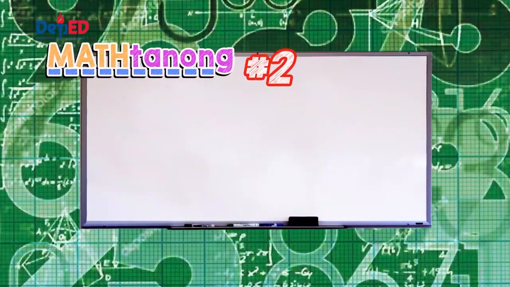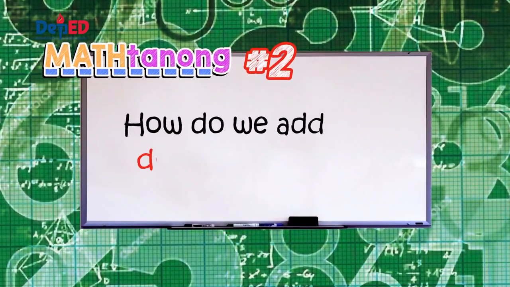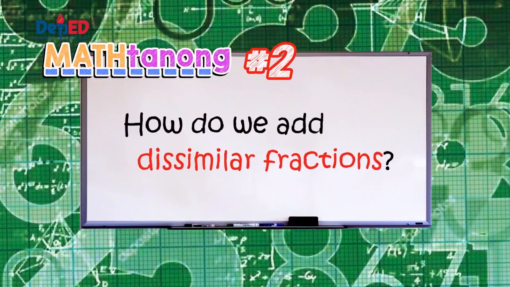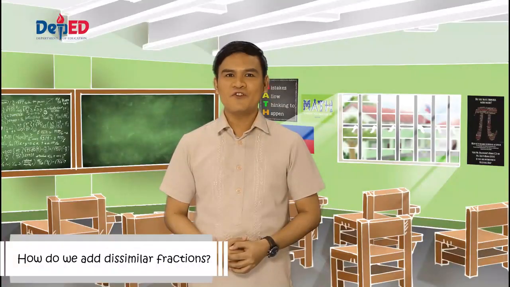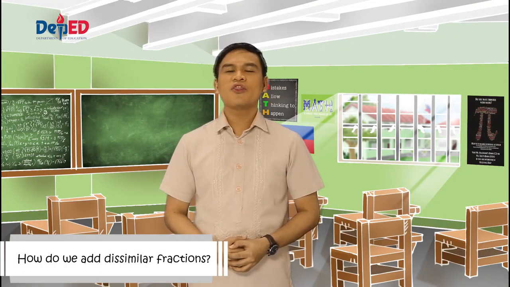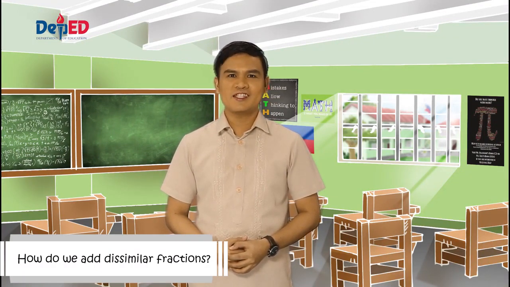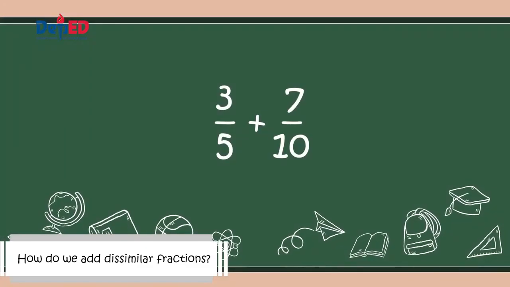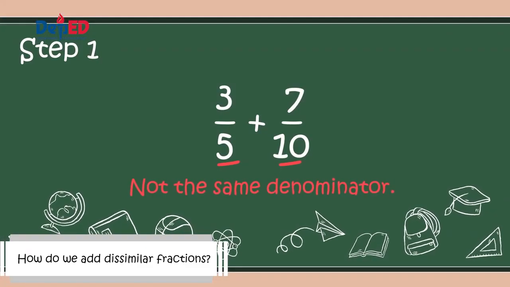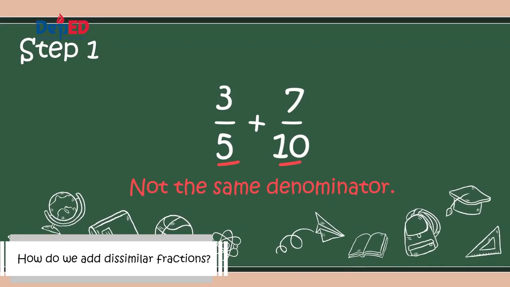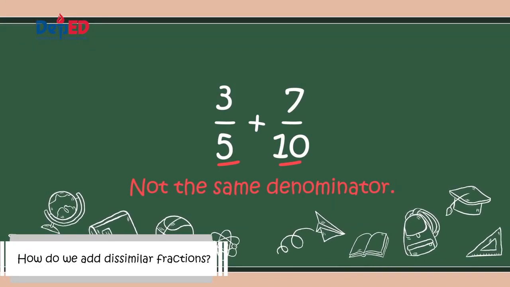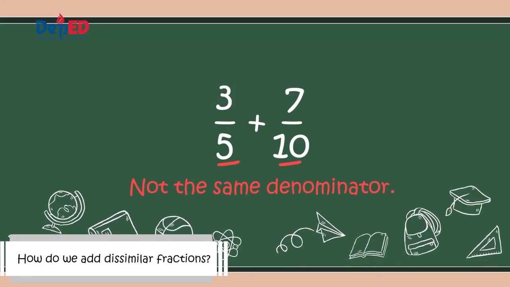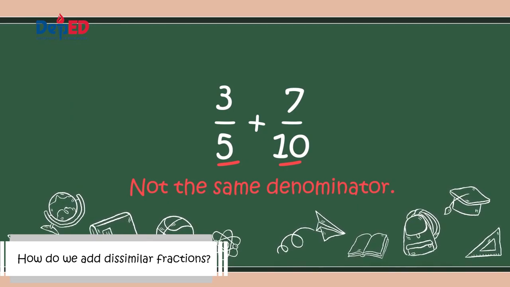Math Tanong number 2. How do we add dissimilar fractions? Let us follow again the step-by-step in adding dissimilar fractions. For example, 3/5 plus 7/10. Step 1. Again, since the denominators of the fractions are not the same, we need to change them into similar fractions, for we cannot add directly.